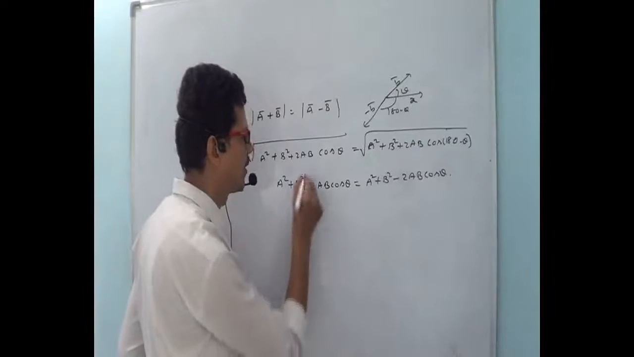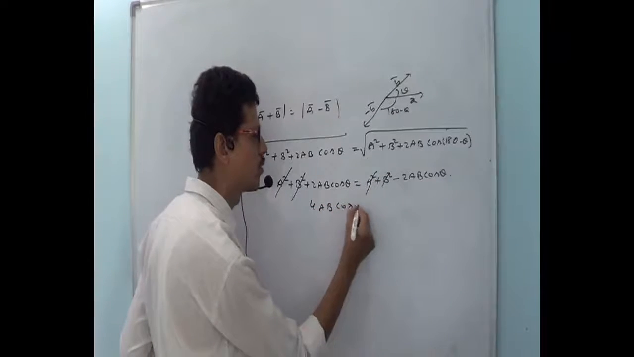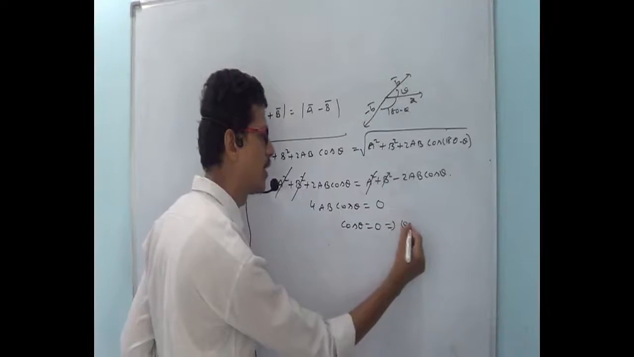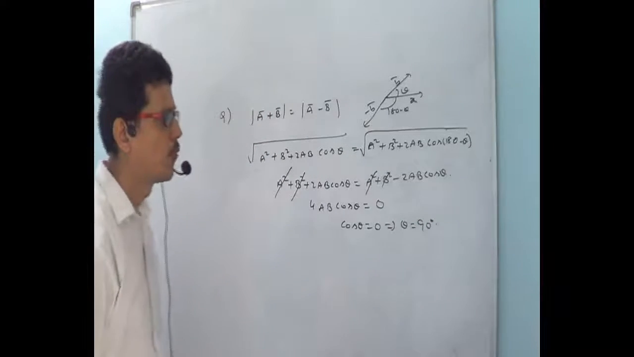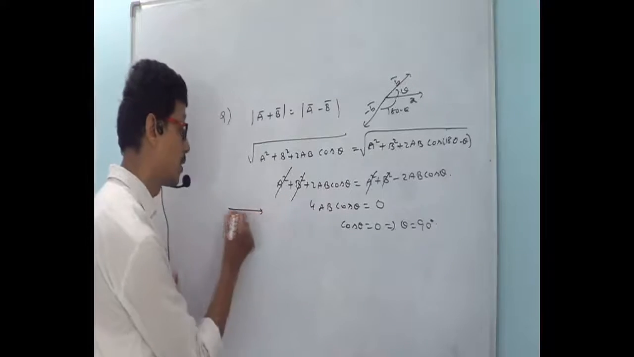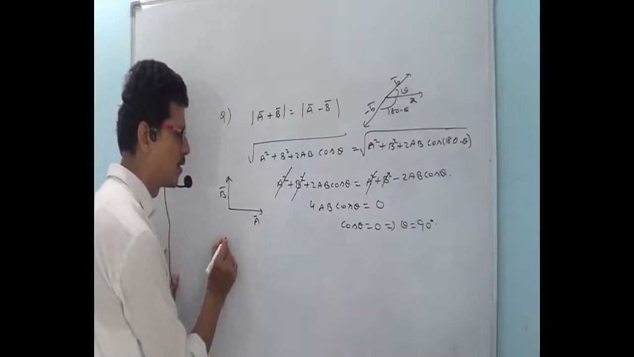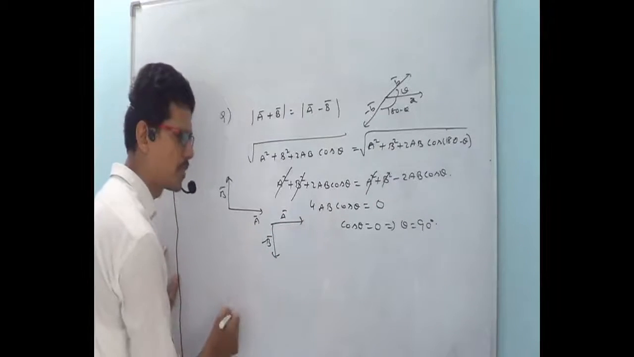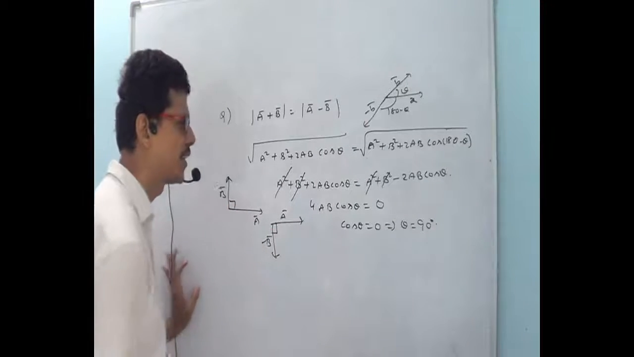Okay? This A square and B square will get cancelled on both sides. 4AB cos theta is equal to 0. Cos theta is 0, that is, theta is 90 degrees. Okay? Note down this. When the magnitude of A bar plus B bar is the same as A bar minus B bar, both the vectors are perpendicular. This is A bar and this is B bar, and between A bar and minus B bar also, the magnitude of the resultant will be the same. So the angle between the two vectors should be 90 degrees.